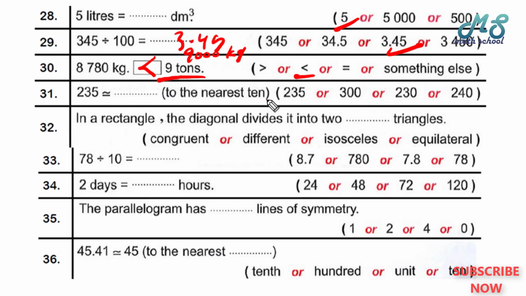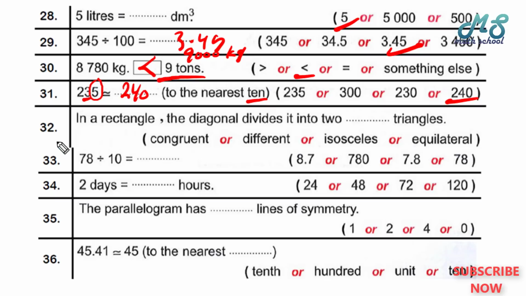235 to the nearest 10. To the nearest 10, you determine the 10th place and circle the right digit, which is 5. So change 3 to be 4 and drop 5. So we get 240 to the nearest 10. The correct answer is 240.